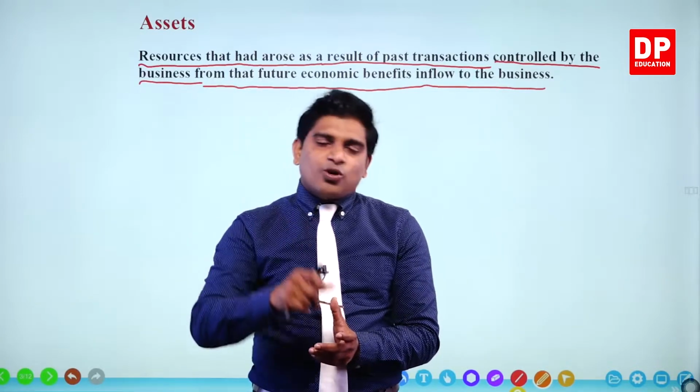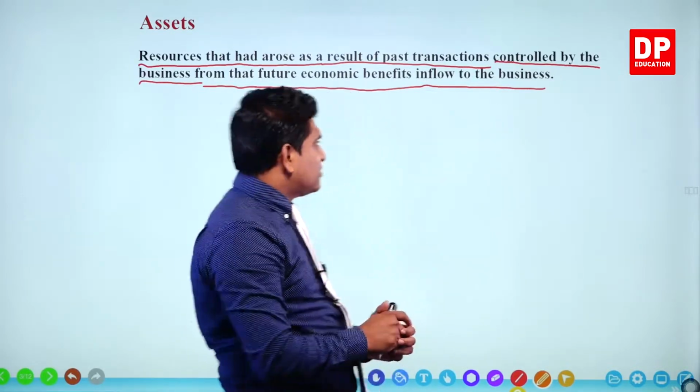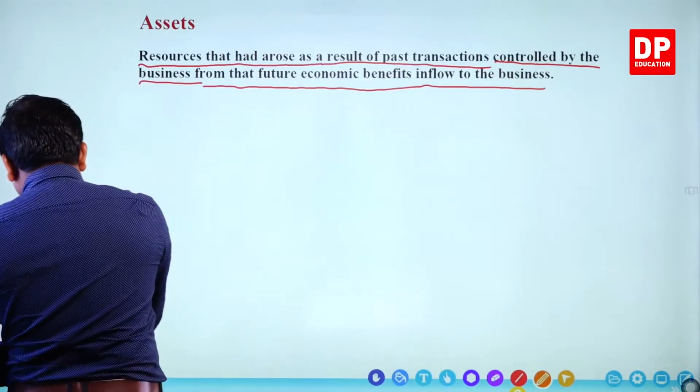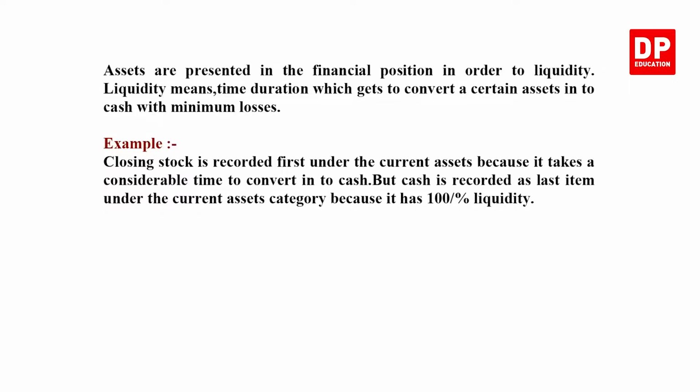Right? That is called assets. Now, assets are presented in the financial position in order of liquidity. Liquidity. What do you mean by liquidity?